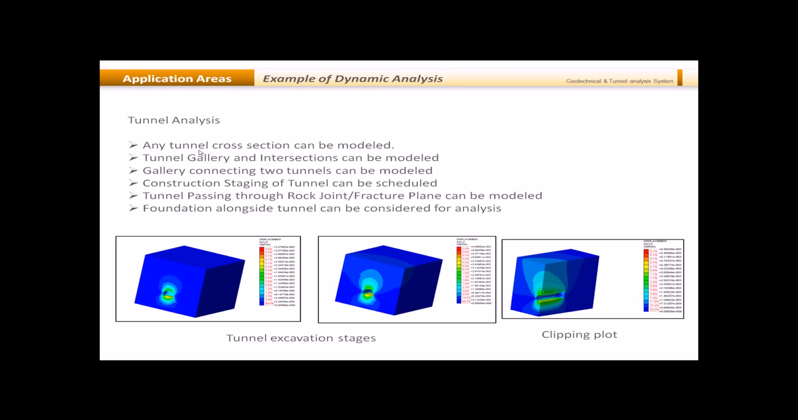Now, as the topic for today's webinar is tunnel analysis and how Midas GTS can help with tunneling projects, let me first give you a brief idea about tunnel analysis in Midas GTS. In Midas GTS you can model any tunnel cross section. You can model tunnel galleries and intersections. The gallery connecting two or more tunnels can be modeled. The construction staging of the tunnel can also be done. The tunnel passing through a rock joint or fracture plane can also be modeled, and the foundation alongside a tunnel can also be considered for analysis.